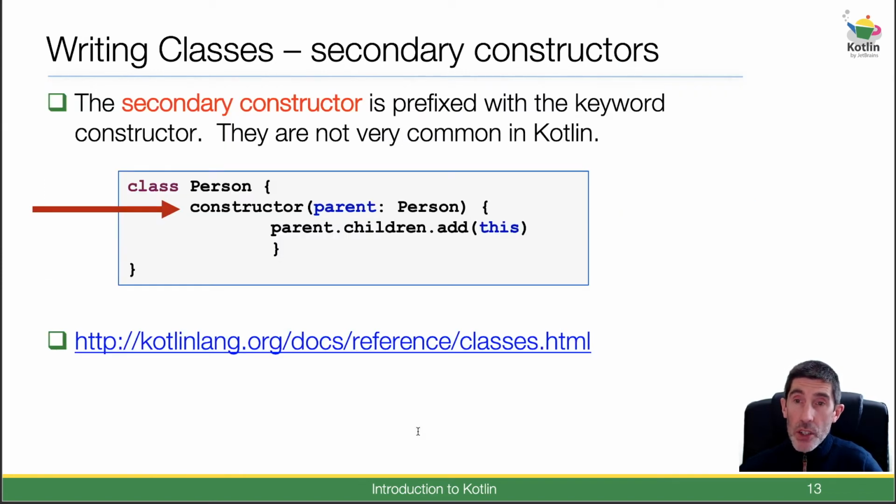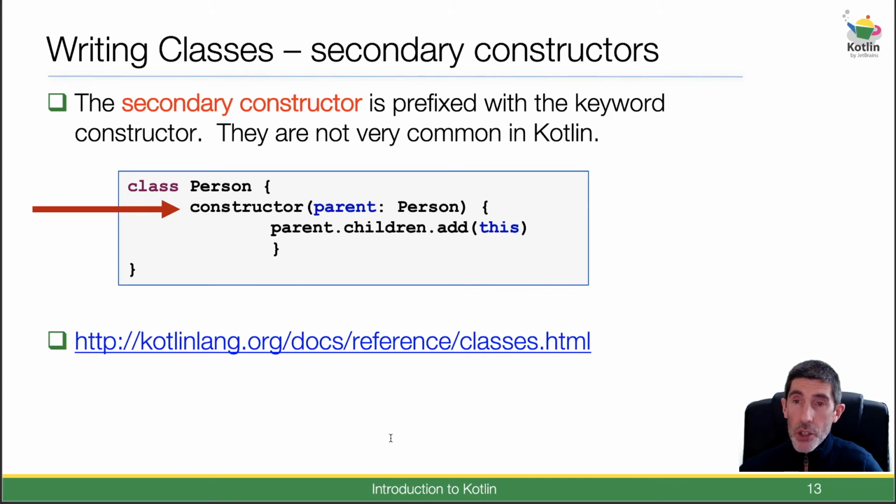Okay. Now, if we want a secondary constructor, we have to use that constructor keyword. So the secondary constructor is prefixed with the keyword constructor. Again, they're not very common in Kotlin, but you can do it. There may be situations where you want to have a couple of different ways to create your objects, like you could have done back in Java. Again, if you want to find out a little bit more about it, you can have a look at the official docs there.